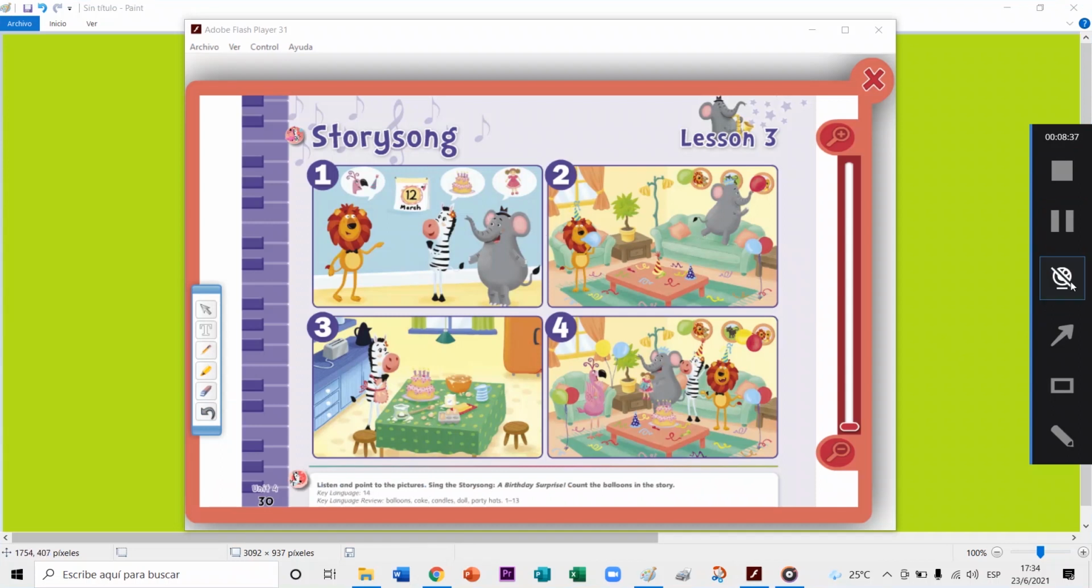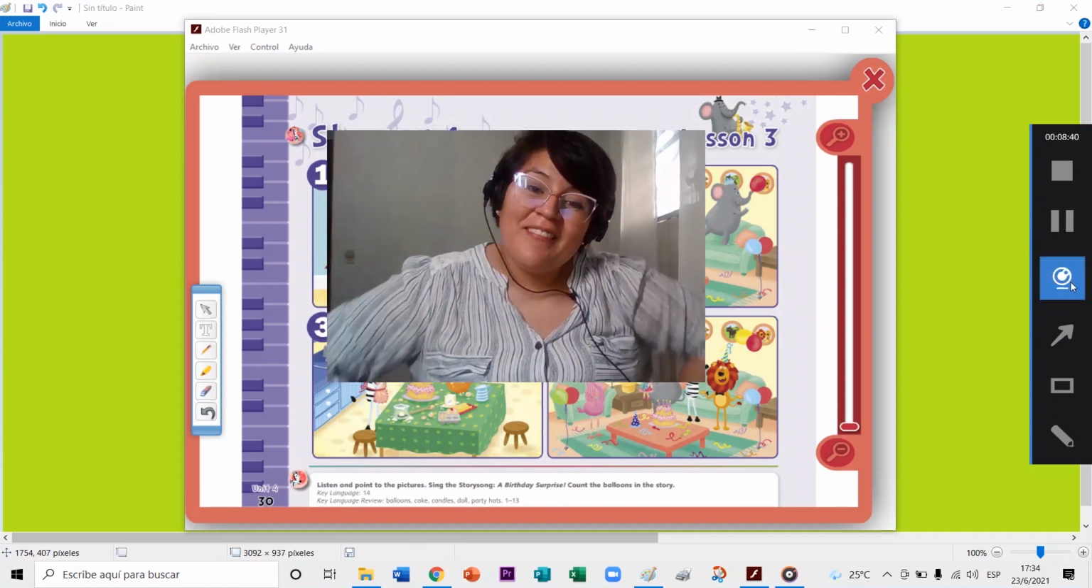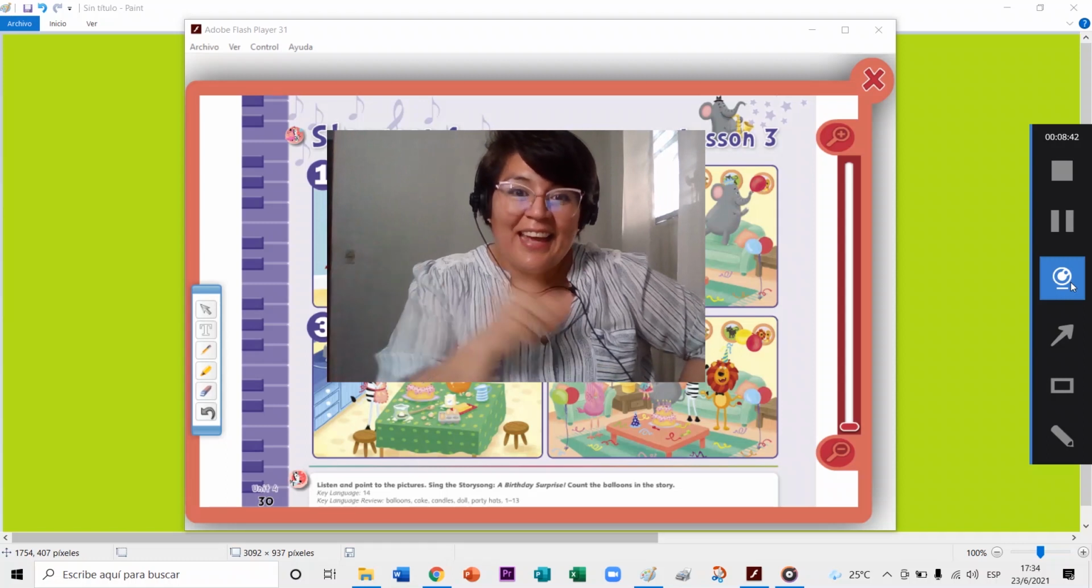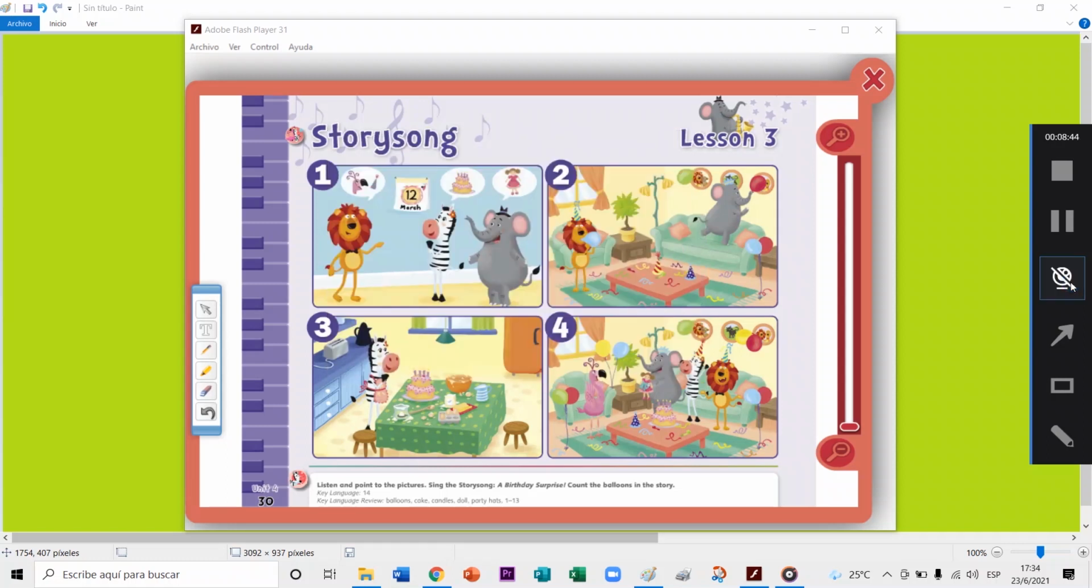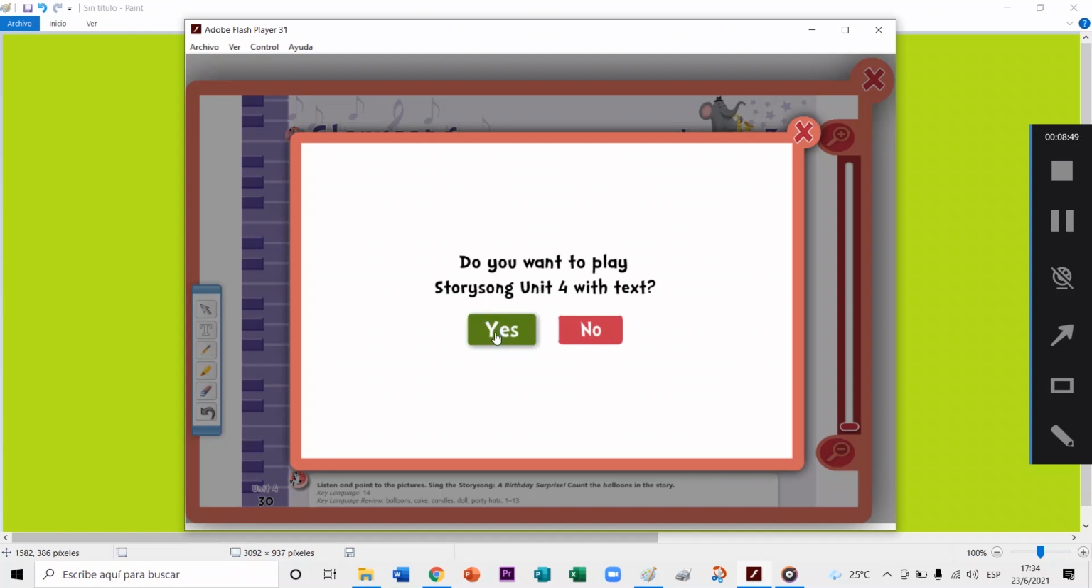So now we are going to see the story song. Vamos a ver the story song de esta parte del libro que está muy divertida. Vamos a verla juntos. Let me see. Okay, yes.